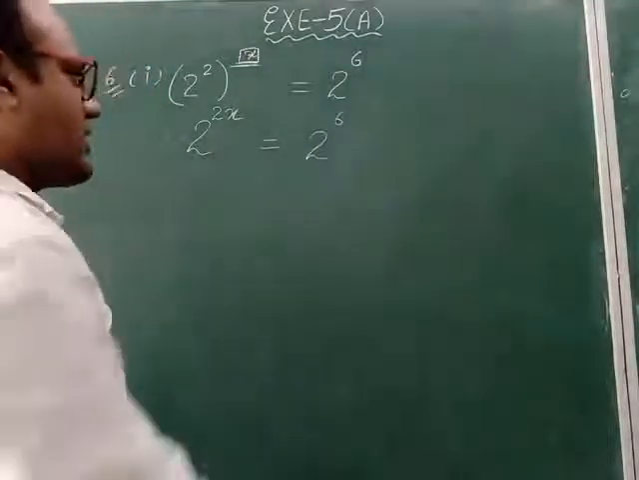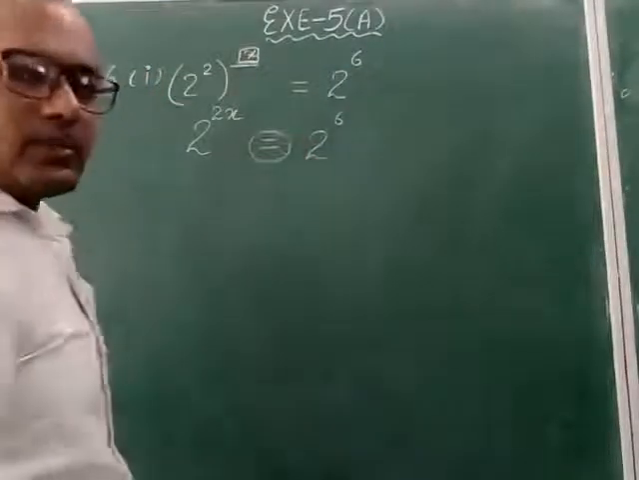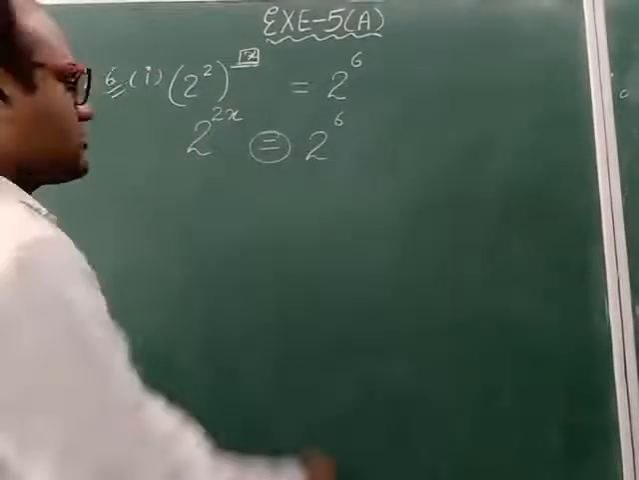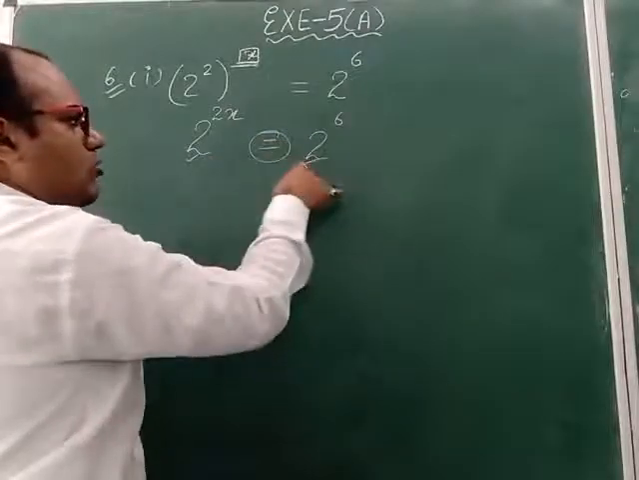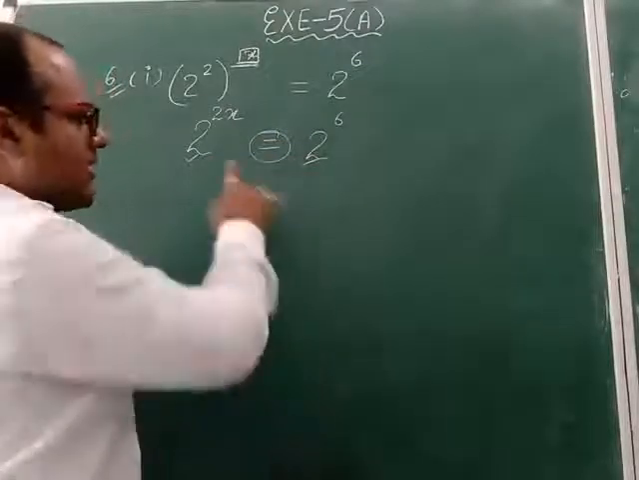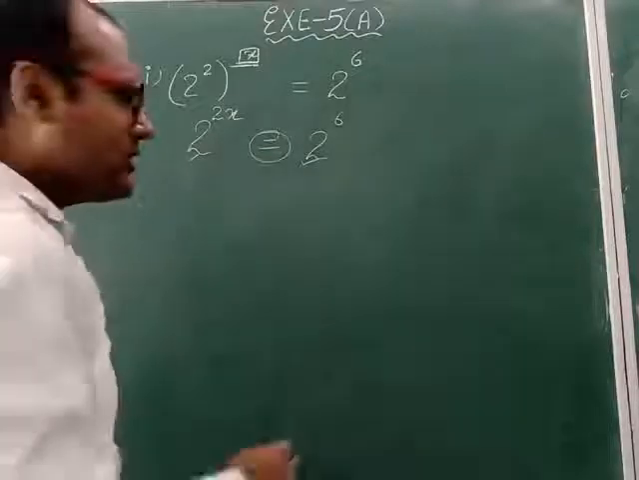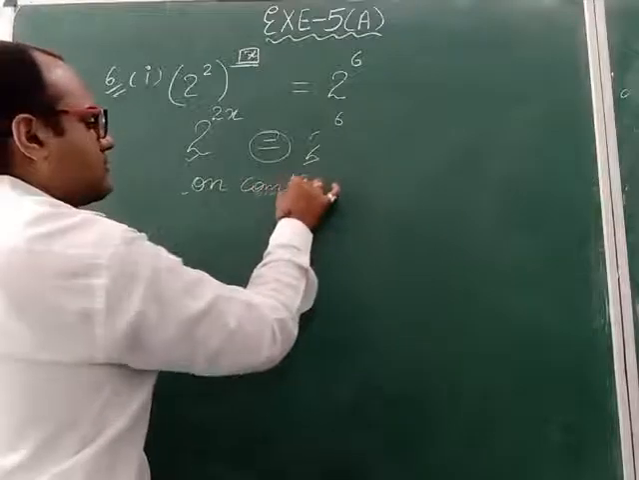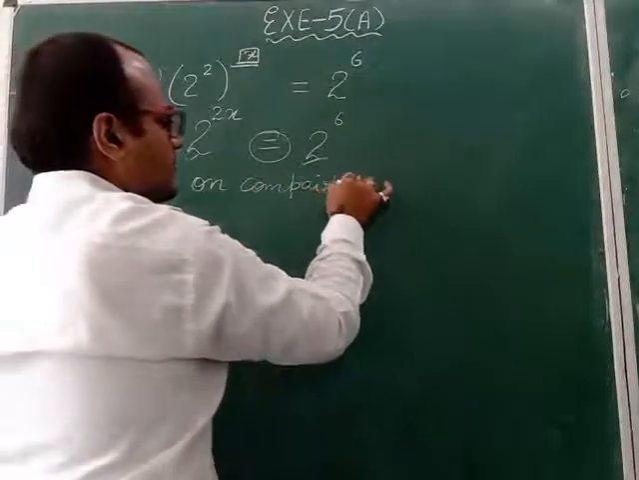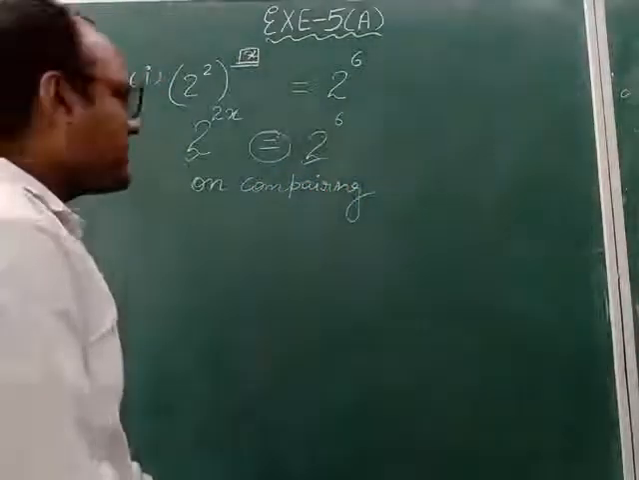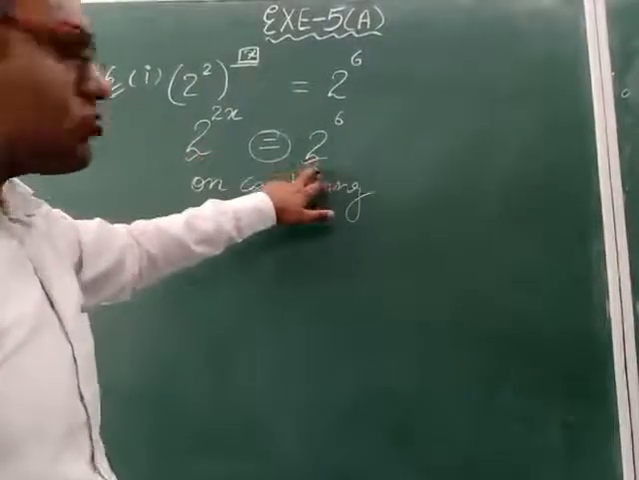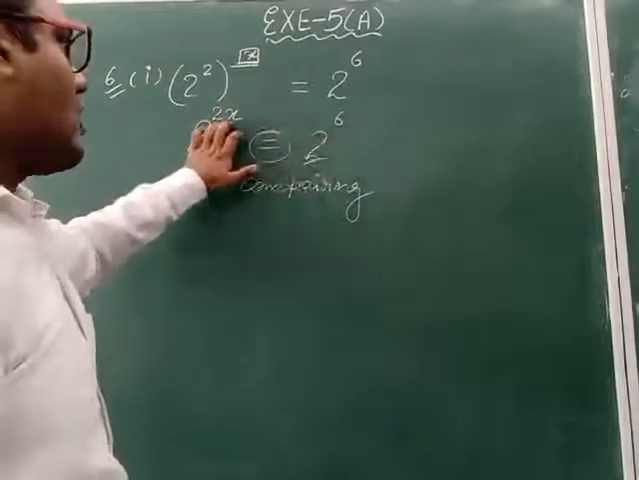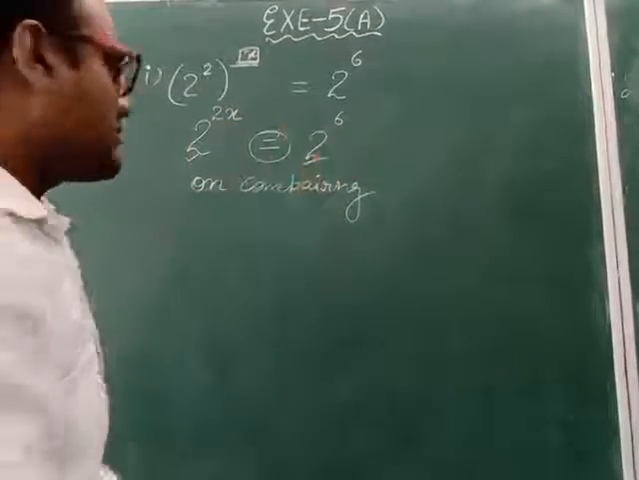Now you will observe here the equal sign is coming. Equal means you have to compare both the sides because the bases are the same. Both the bases are the same, and in between both the bases equal is coming. So we have to compare. So we will write on comparing, this 2 will take the place of this 2. 2x will take the place of this 6. So we will write 2x equal to 6.